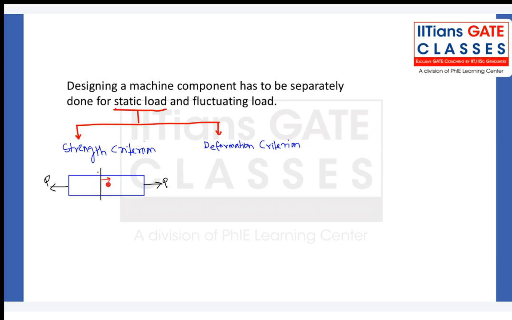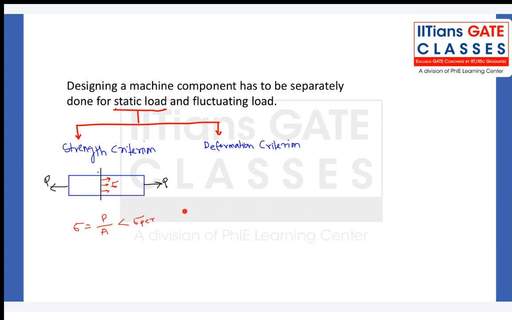The stress can be given by sigma, and this stress is almost constant throughout the cross section. So the stress will be given by the amount of load you are applying divided by the cross-sectional area, right? This equation we learn in strength of materials: stress equals force divided by cross-sectional area. And to avoid any failure, the stress should be less than the permissible stress of the material.